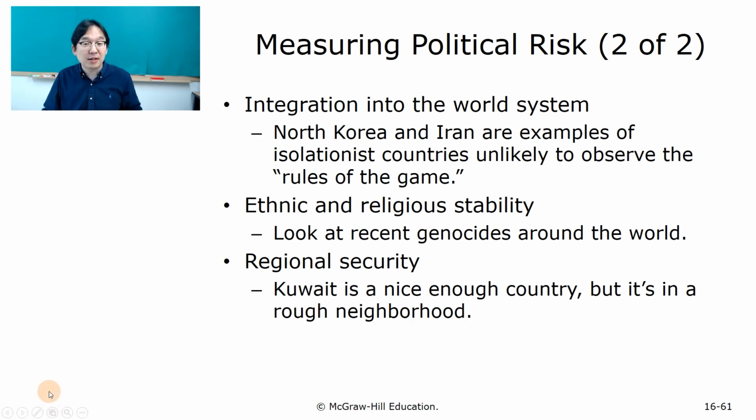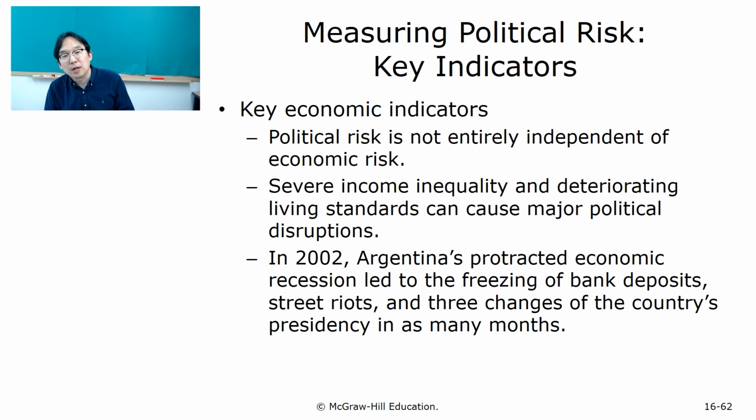And ethnic and religious stability also matters. Look at recent genocides around the world. And then regional security also matters. Kuwait is a nice enough country, but it's in a rough neighborhood. That was the risk factor before the Iraqi war. Anyway, and then the measuring of political risk.